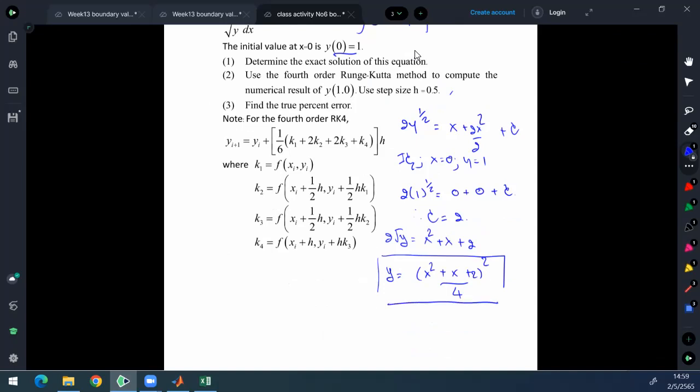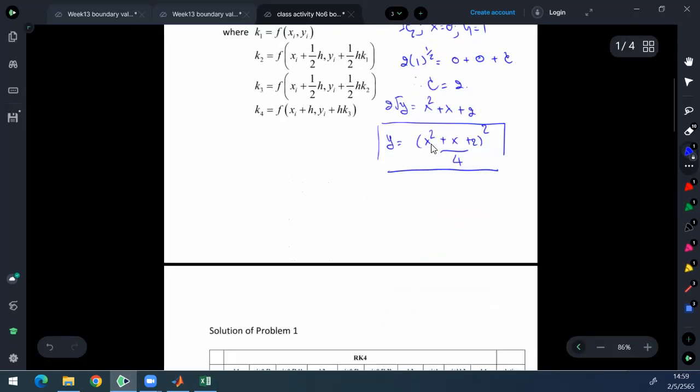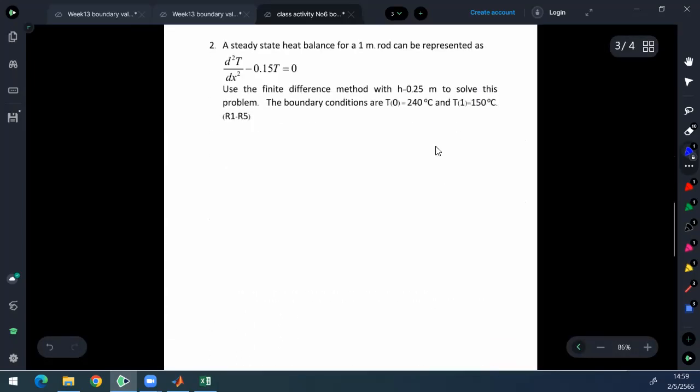After we have the exact solution, we can create a table of the 4th order Runge-Kutta method and compare with the exact one. For the first problem, I think you can do it by yourself, and we skip it. Okay, let's consider the second one.